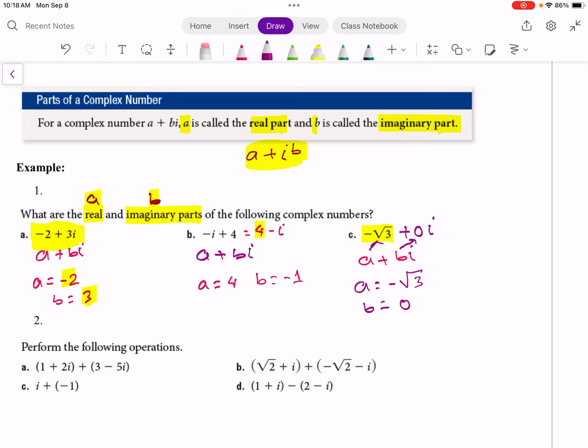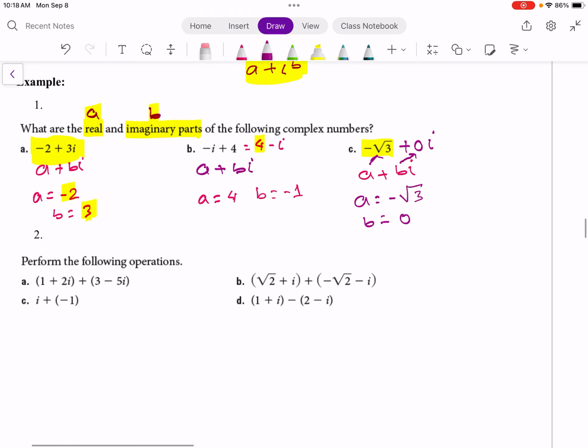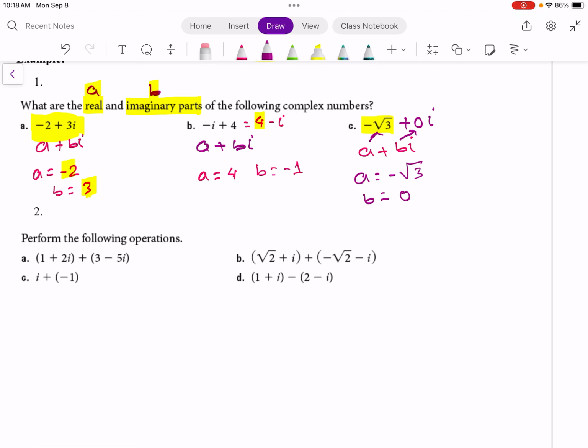Now here we have example A. What is the type of this first number? Here we have 1 plus 2i. This is a complex number, right? We have 3 minus 5i. This is another complex number. Now what sign do we have in between these two complex numbers? Plus. It means here we are trying to add one complex number to another complex number. So we have this first complex number and we are adding another complex number.